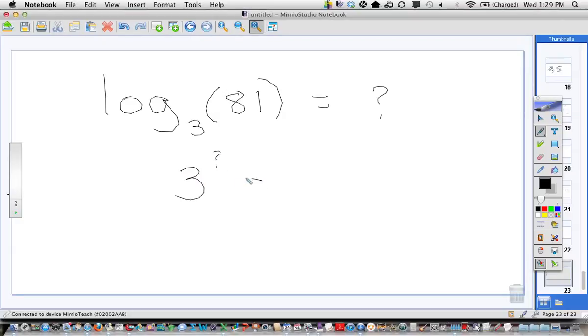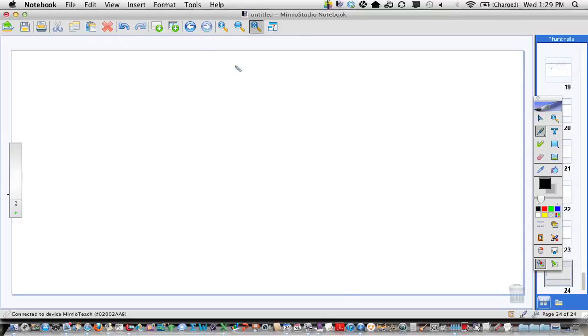3 raised to the what equals 81, right? So now you could guess and check. Again, I said not to use a calculator. Some of these are supposed to come out even. Now, there are some on there that you may use your calculator for. You'll see as we do it through here. But anybody know what that is? It's 4, right? 3 to the 4. So the answer there is 4. Okay? So that's a log problem like that.